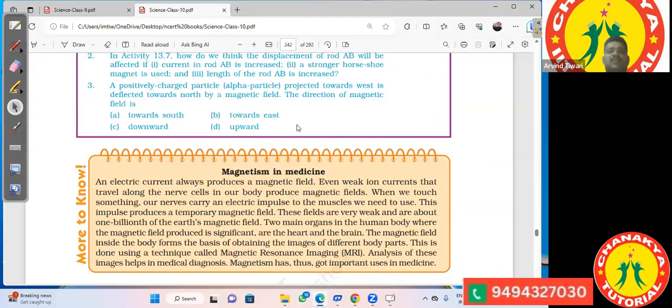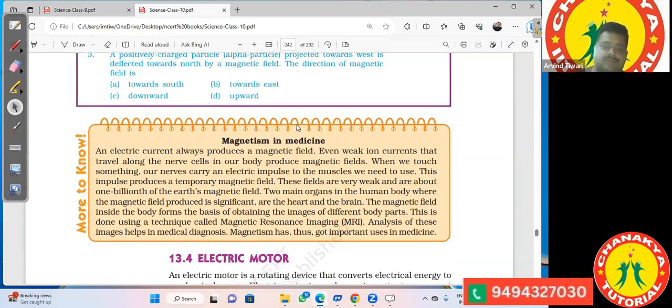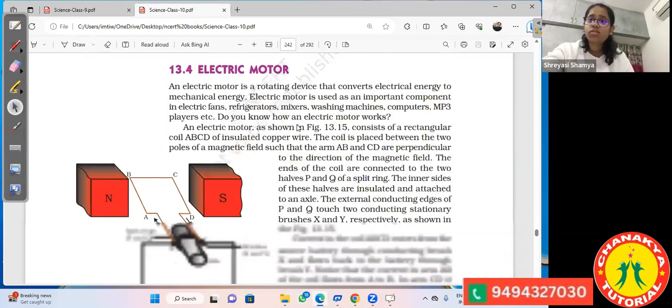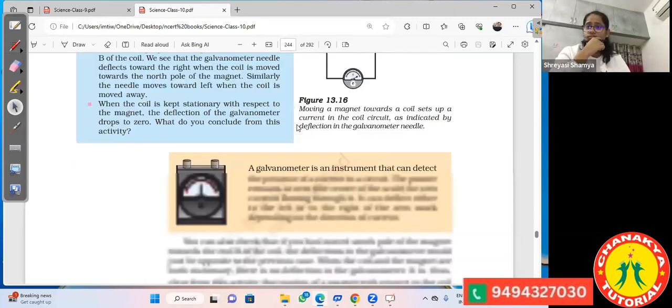In the last class, we did this question number 4, I think. Did we complete question number 4? A positively charged alpha particle projected toward west is deflected toward north by a magnetic field. Okay, so we completed this question in the last class. Yes, sir. Okay, let's see some more questions.